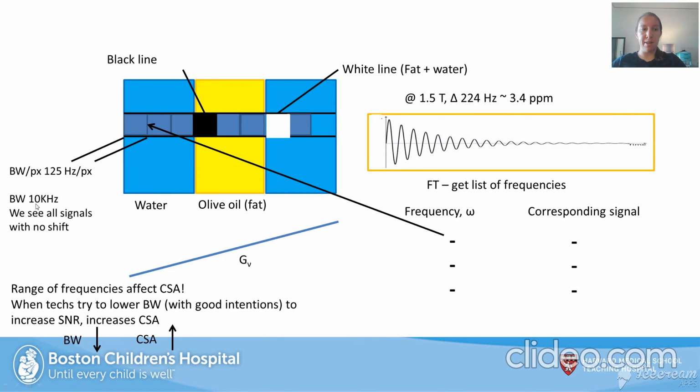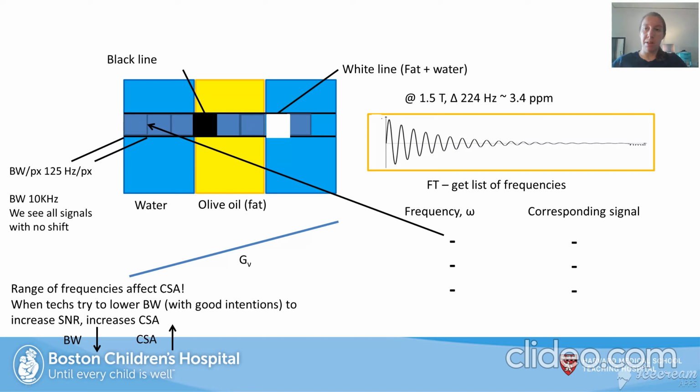And if we increase the bandwidth per pixel, if we keep the resolution the same but increase the bandwidth, we'll basically see all the signals with no shift at all. Because if you increase the hertz per pixel here, you're not going to see this shift of 224 Hertz unless you go to a higher field strength, because then you know that the difference, this number here, is going to change. So the range of frequencies will affect the chemical shift artifact.